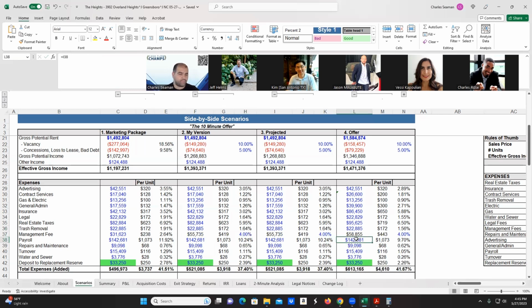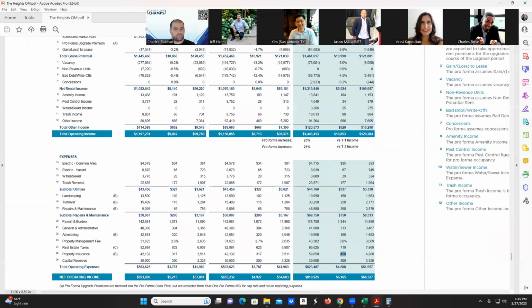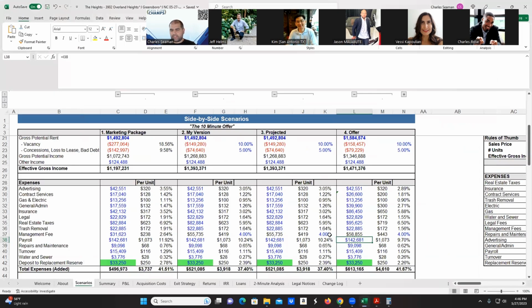The payroll. What do you guys think about the payroll number? Okay, so the payroll I would say is quite low. For 1,073 a door, probably going to be very tough to run it at that level nowadays, unless you're really getting bottom tier employees, for lack of a better term. Okay, so the broker's showing 178,750. I think that's definitely a much better number, and that could be a possibility. So I'd feel good with that number. We'll bump it up to that.